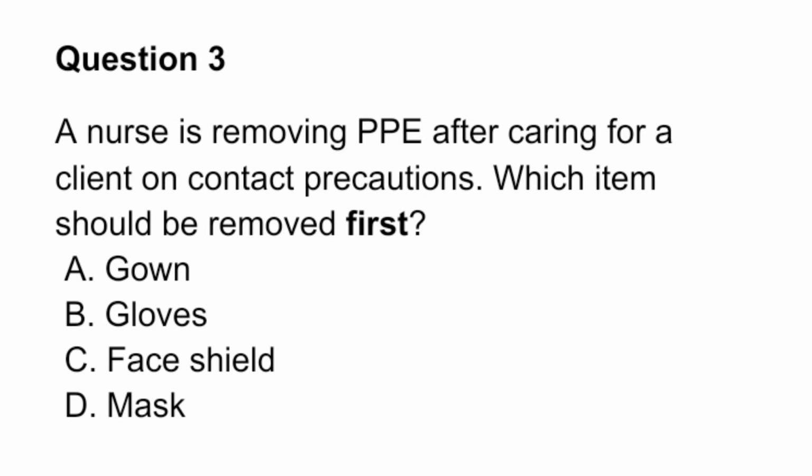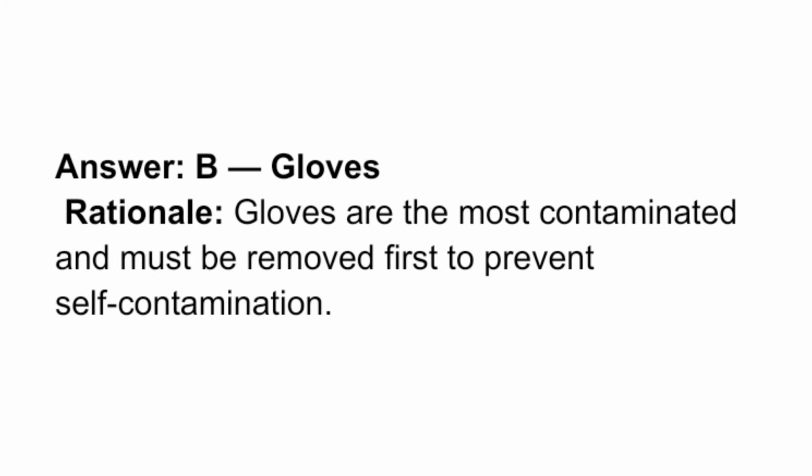Question 3. A nurse is removing PPE after caring for a client on contact precautions. Which item should be removed first? A. Gown. B. Gloves. C. Face shield. D. Mask. Answer: B. Gloves. Rationale: gloves are the most contaminated and must be removed first to prevent self-contamination.